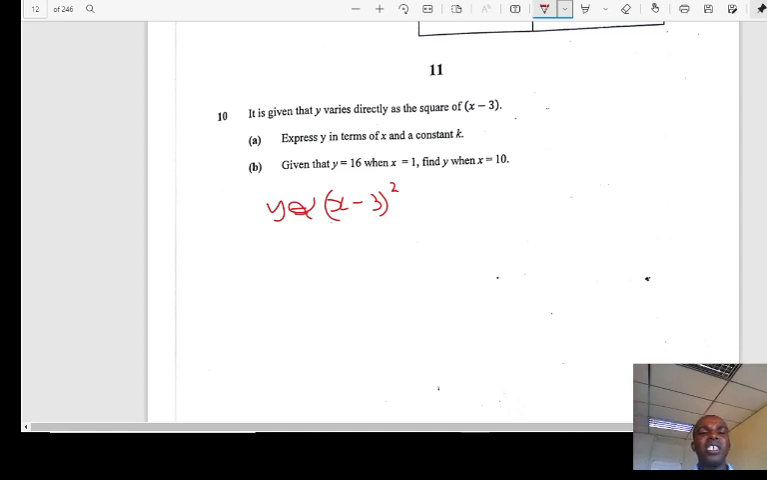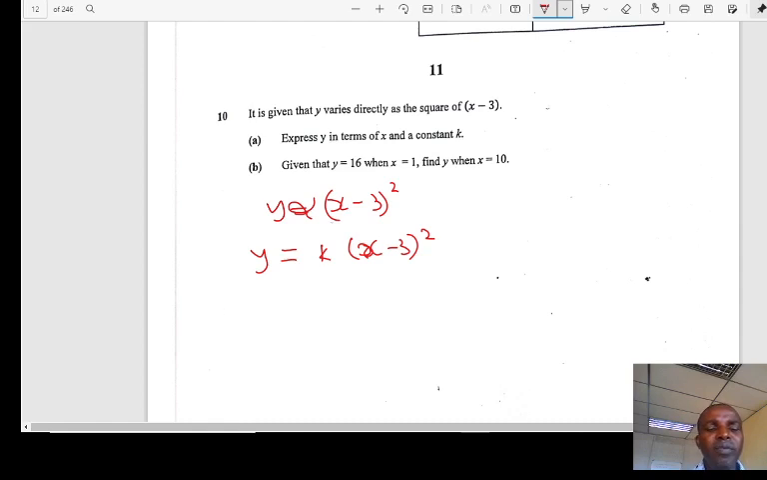Square of is squared. Take note. Square of is squared. Cube of is cube. You put the power 3. So here, square of, put the power 2. Then introduce an equal sign and a constant, in this case k. Then it will be x minus 3 squared. That's part A. Done. Once you express y in terms of x and a constant k, that's the expression.